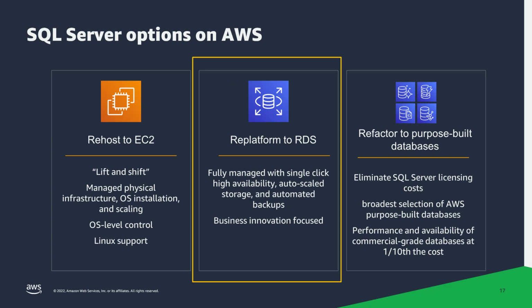Another way to re-platform your SQL Server instance on AWS is by moving to Amazon RDS for SQL Server. Amazon RDS for SQL makes it easy to set up, operate, and scale SQL Server deployments in the cloud. It is a fully managed, durable database built for enterprise workloads at scale and frees you up to focus on application development.